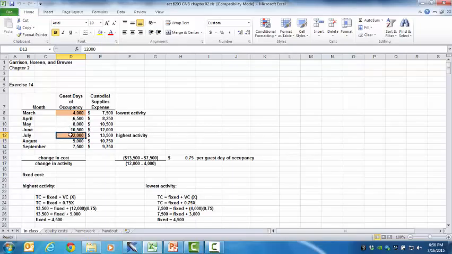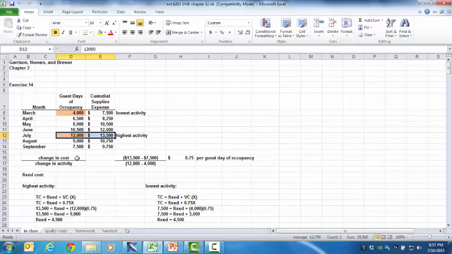Of course, the activity we have is the guest days of occupancy. Once you've identified the lowest and the highest, then you will pick up the associated cost. You do not go back and identify the highest and lowest costs. Everything is keyed to the activity. Now, one of the assumptions of the high-low method is the lowest activity will yield the lowest cost and the highest activity will yield the highest cost. And that assumption did hold true here for Exercise 14. But please note, you do not identify the highest and lowest costs. You always do the highest and lowest activity and pick up the related costs for those two items.